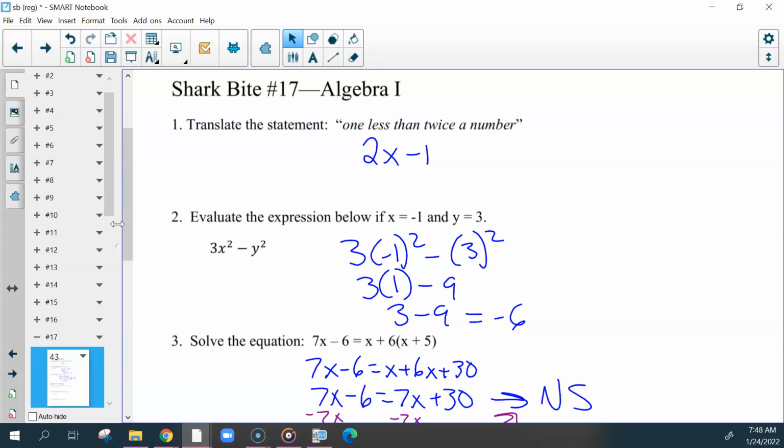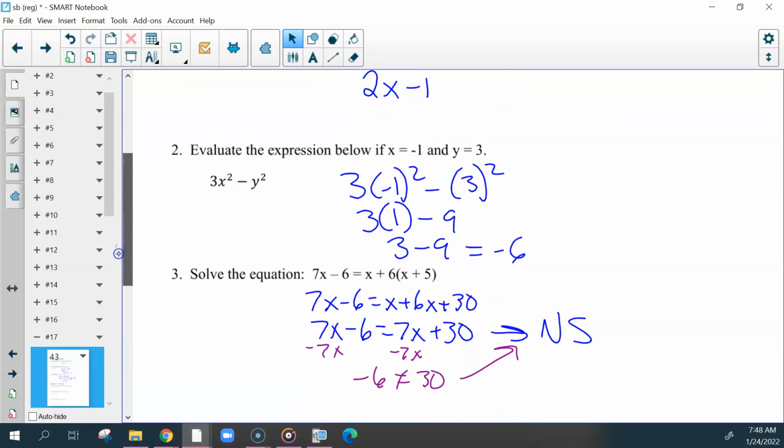Number 2, you need to evaluate this expression. So put in -1, put in 3 where x and y are, and then simplify this. And you would get 3 minus 9 at the end, so -6 would be your final answer.